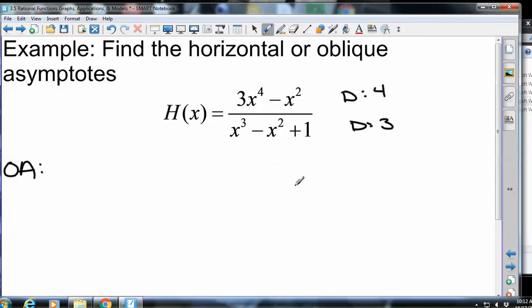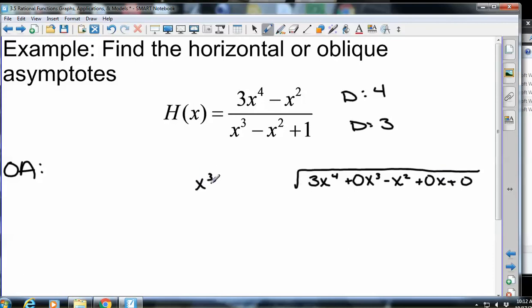Okay, so to find an oblique asymptote, we are going to do long division. The numerator goes inside. I'm going to go ahead and throw in, I don't have an x cubed, so I'm going to put a 0. And out here we have x cubed minus x squared. I'm going to throw in the 0x.